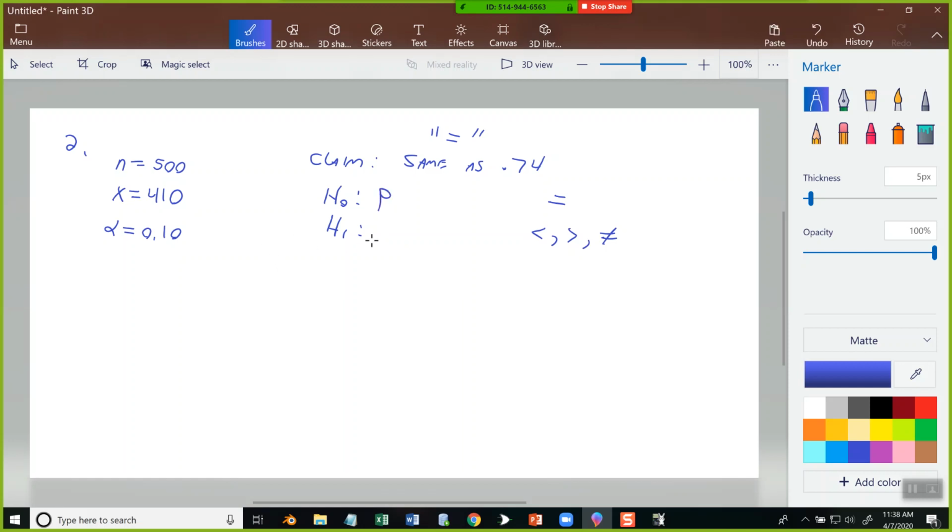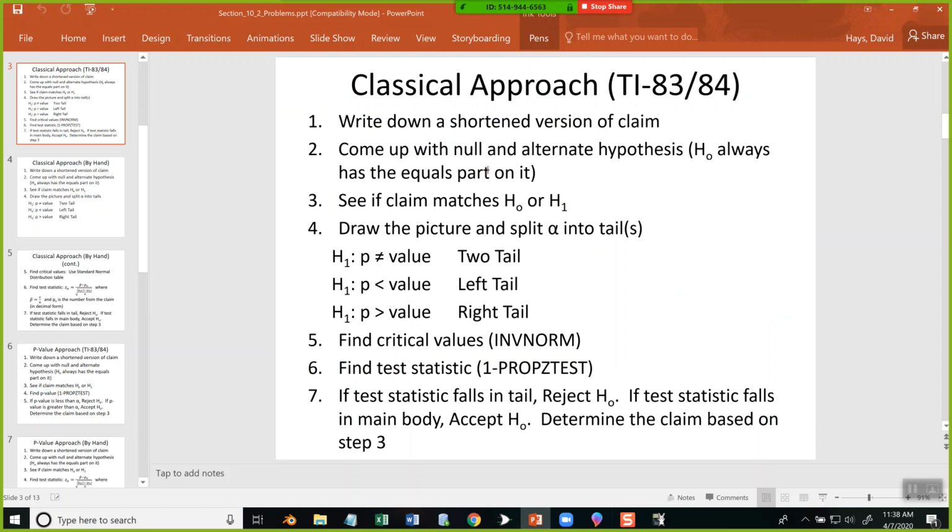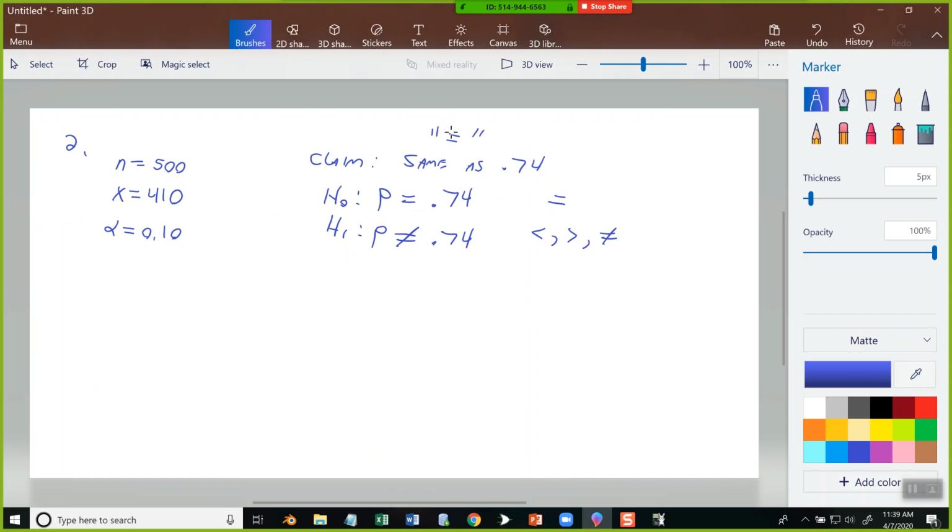We're still dealing with population proportion, so these are still P. Our claim was an equals. And if I think, well, where do I put the equals? Well, you put it the only place you can put it. Equals goes right here. Now you think of these as opposites of each other. So if this is equals, this would be not equal. Step 3. See if the claim matches H naught or H1. And it's based upon your symbol. Here we got an equals, here we got an equals. So our claim in this problem matches H naught.